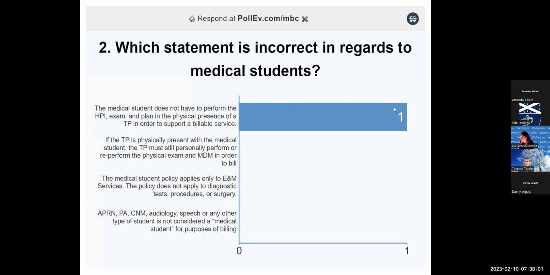We're looking for the inaccurate statement when working with a medical student. I know not every practice works directly with medical students. It's been my experience that students work with residents and fellows, so this may not come easily to everyone. Okay, I think we're moving in the right direction. So I think we can move to the next slide, Amanda.